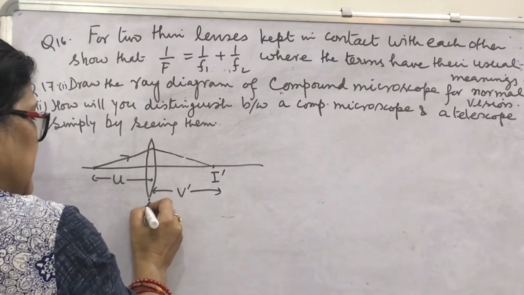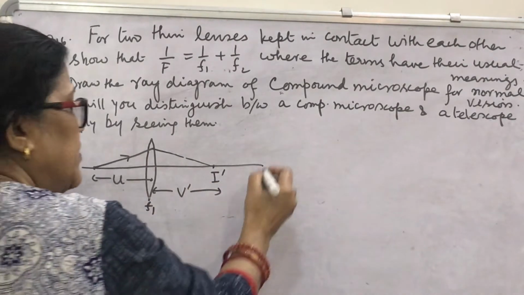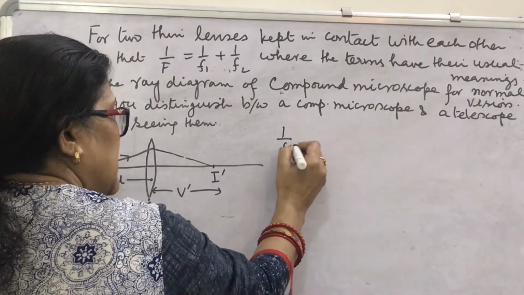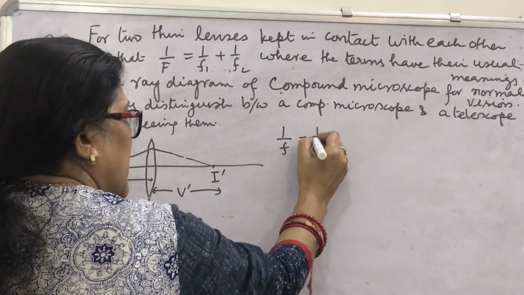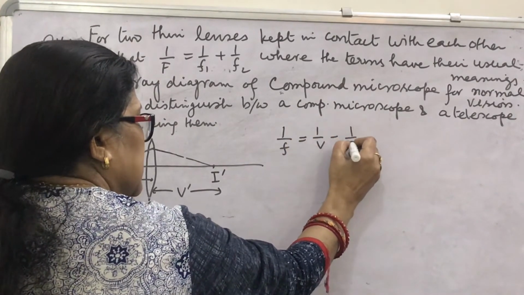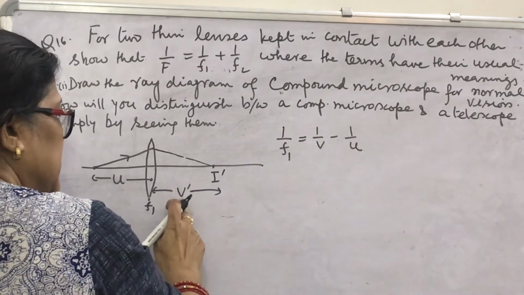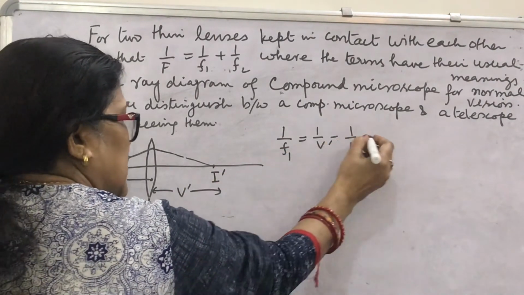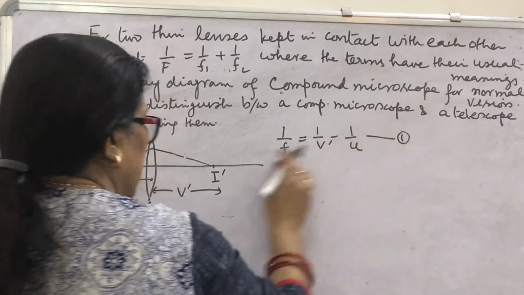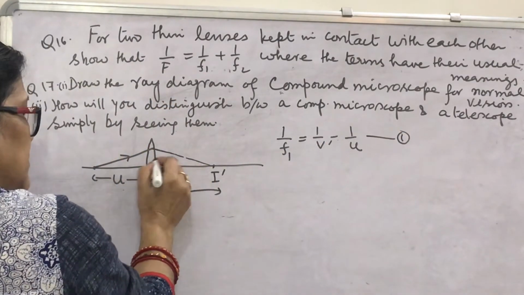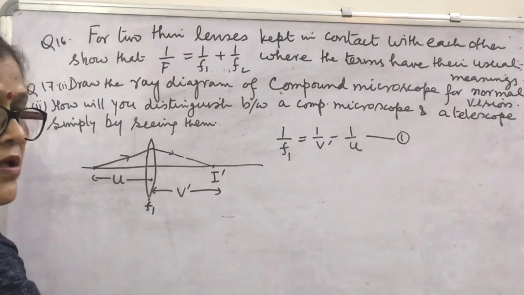This lens has focal length f1. What will you write as the expression? As per the lens equation, 1 upon f equals 1 upon v minus 1 upon u. In place of f you write f1, in place of v you write v dash. This is equation number 1. This is the expression. This is the ray diagram.